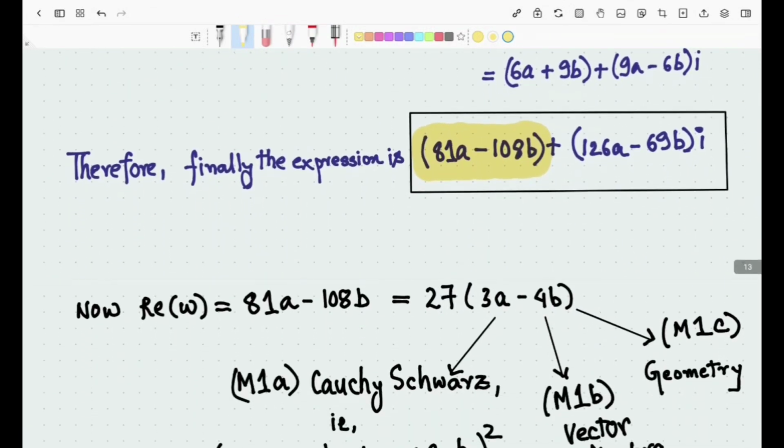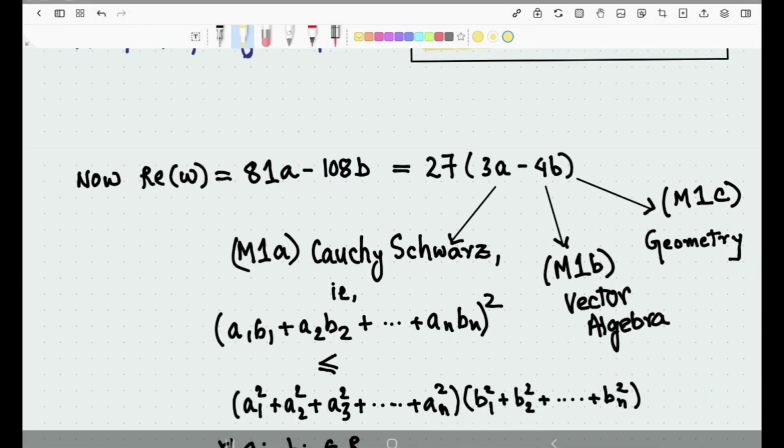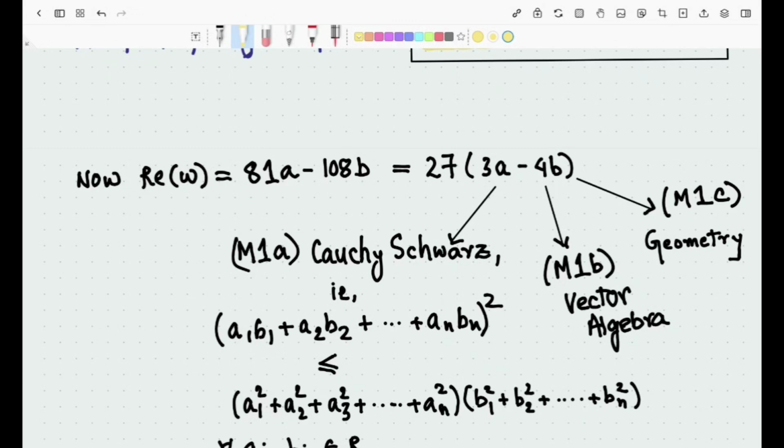After this, we have three methods after the simplification on how to maximize the value of this expression, that is the real part of omega. We can maximize it in three possible methods. The first method that you can see is obviously the Cauchy-Schwarz method.